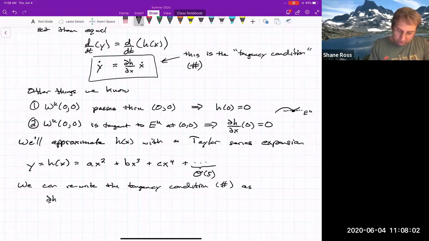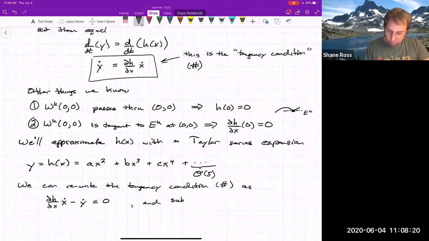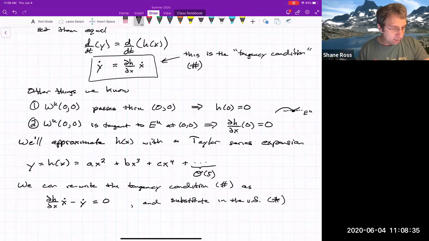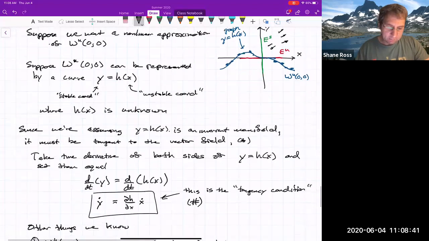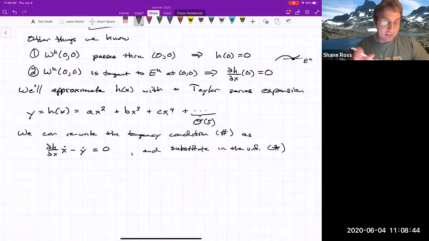We'll write it as partial h partial x times x dot minus y dot equals 0. So I've just rewritten it. And then we'll substitute in the vector field, which was x dot equals x and y dot equals minus y plus x squared, but wherever we have y, we put in h of x.